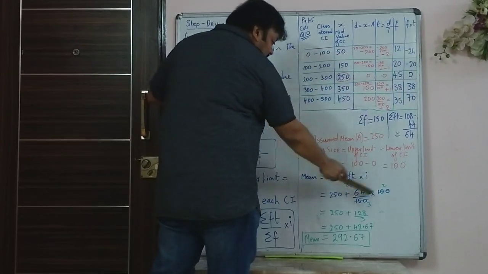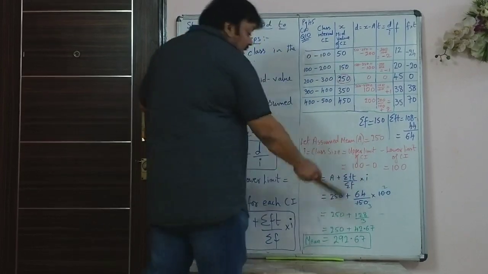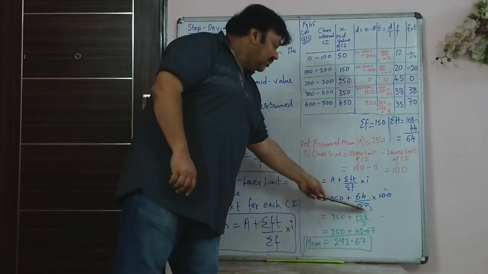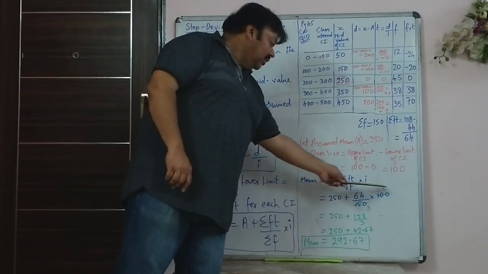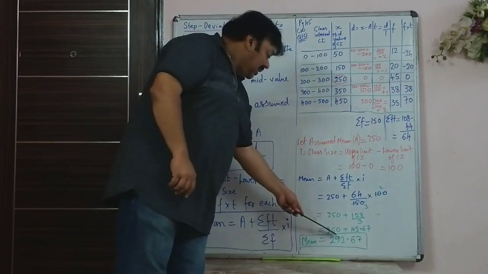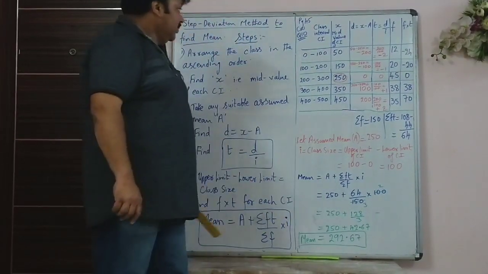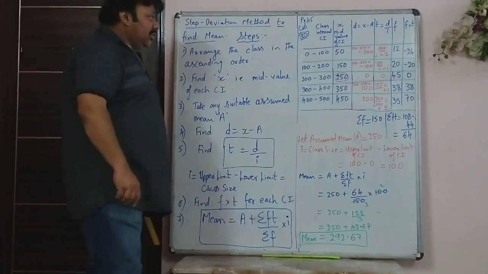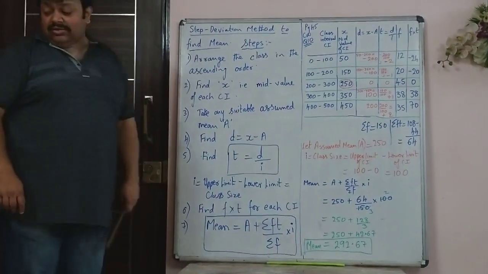It is 150. So into i. i is the class size. So 50 goes 2 times, 50 goes 3 times. So 128 upon 3, which is 42.67, plus the assumed mean 250. So it is 292.67. That is the final answer.